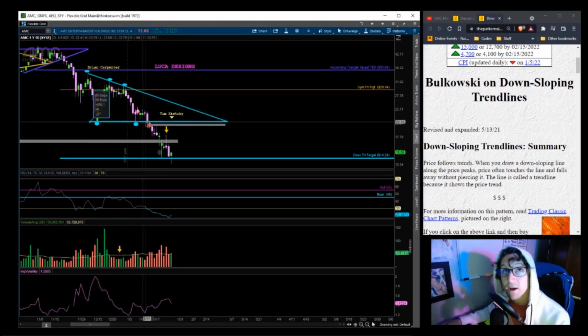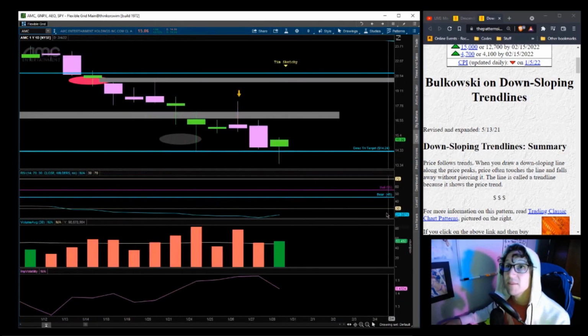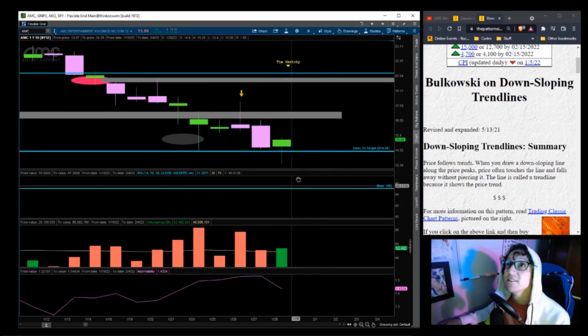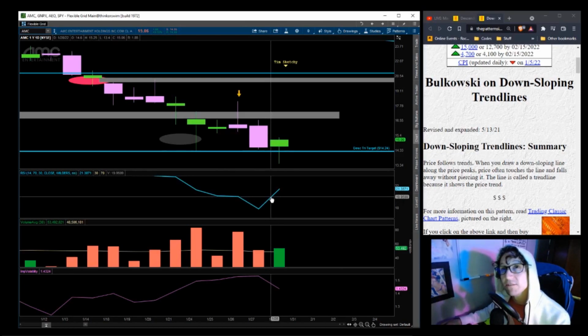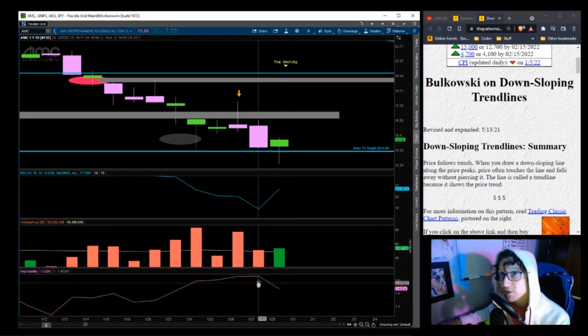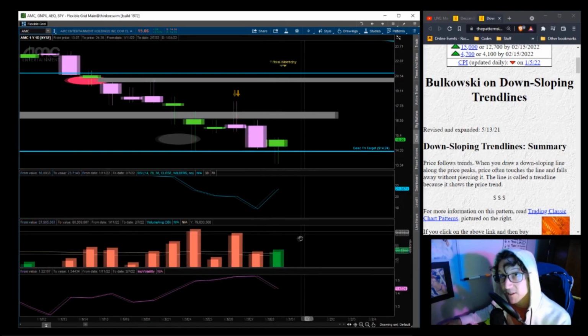We broke out of this triangle a while ago, and we did meet the target, and now we have what looks like a nice hammer, and the RSI making a good upturn here. This could be the beginning of a period of consolidation. I'm not saying reversal yet, because the IV is dropping as it does during points of consolidation.